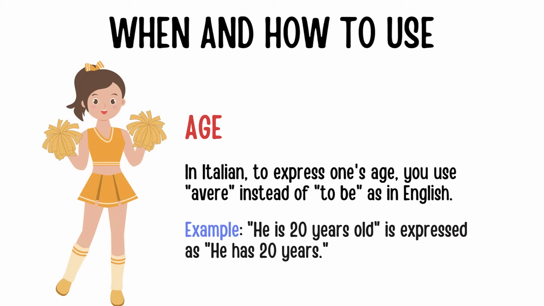Age. When you want to express one's age, use avere instead of essere, as in English. For example, he is 20 years old. In Italian is expressed with the verb avere. He has 20 years old. That is not correct in English, but in Italian the literal translation is lui ha 20 anni.